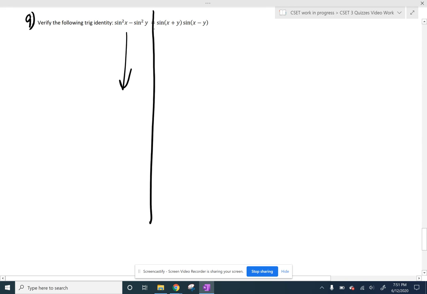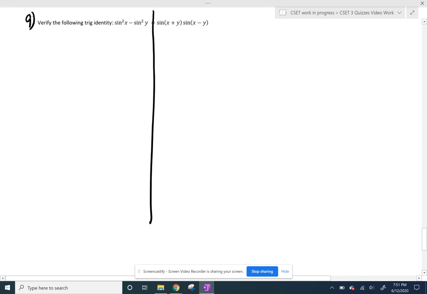You can start either with the left or with the right, does not matter as long as you don't cross. Don't start adding things to both sides or squaring both sides, God forbid. No, don't do that. But you can, all our steps that we will be using will be reversible. So all you have to do is work with one, work with the other, make them match.